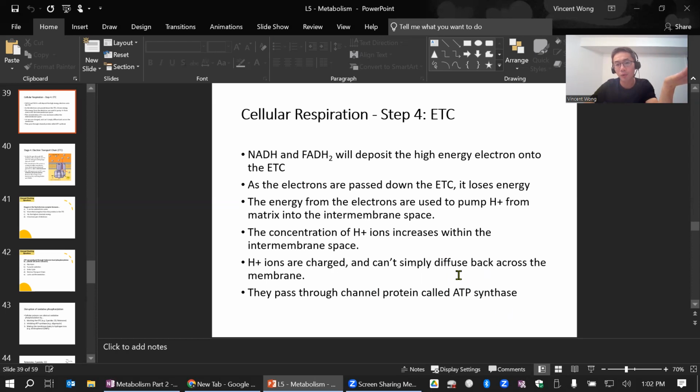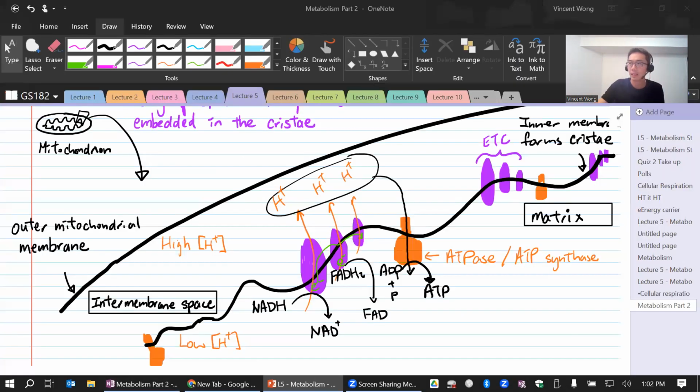They have to go through the ATPase, okay, which functions like a turbine. It harnesses the energy from the H+, much like a turbine harnesses energy from water going through it, and we convert that energy into ATP. That's basically what is happening in this diagram.